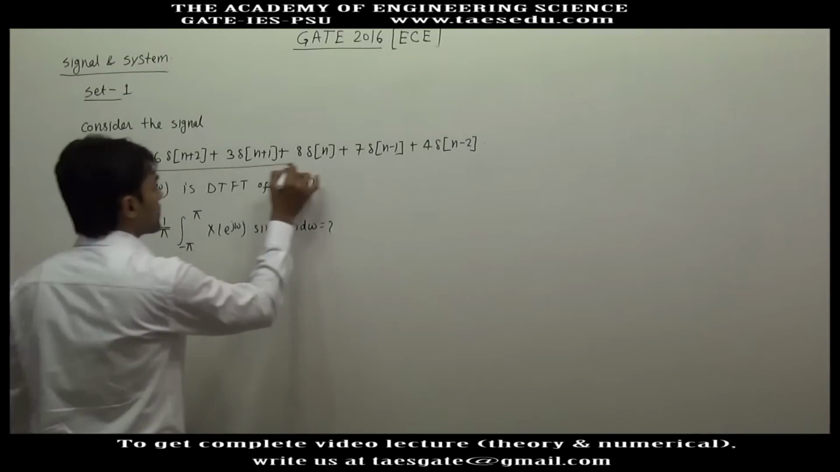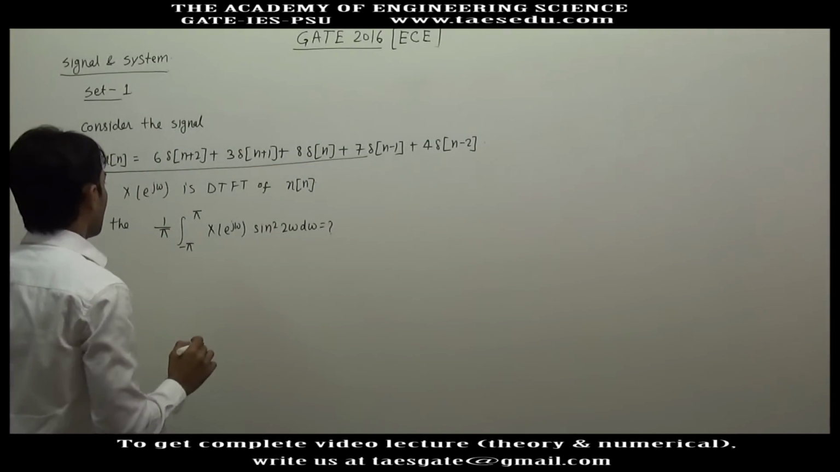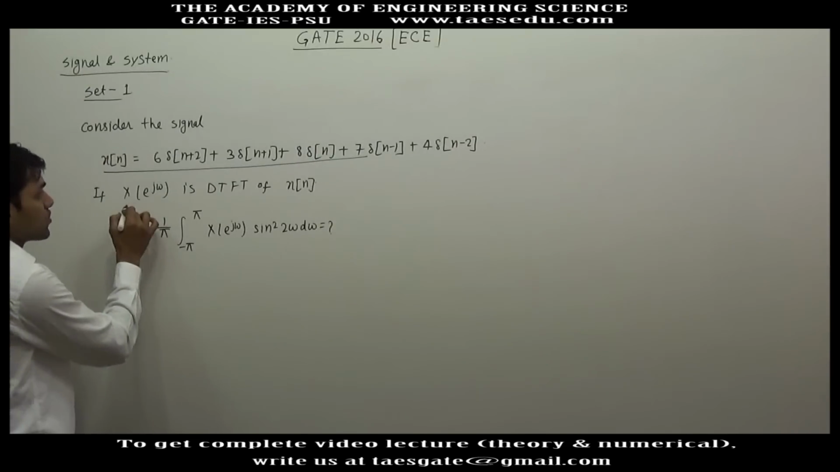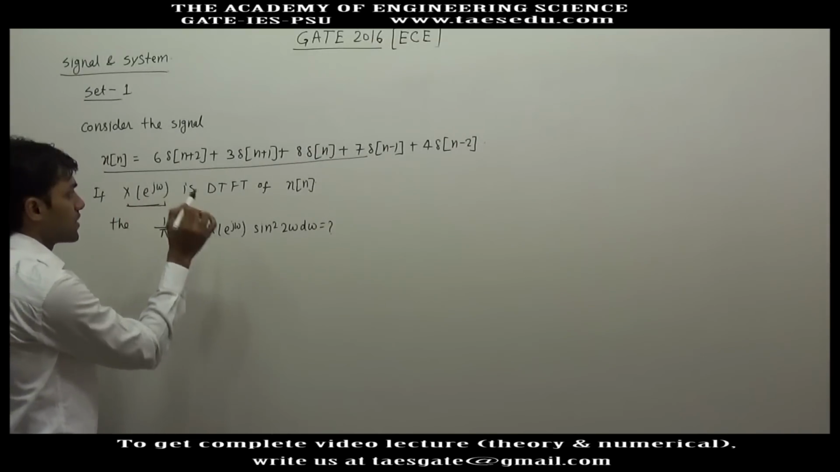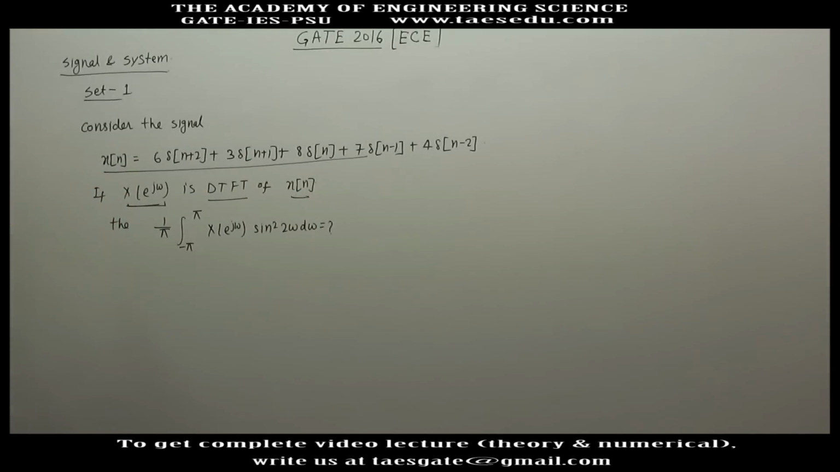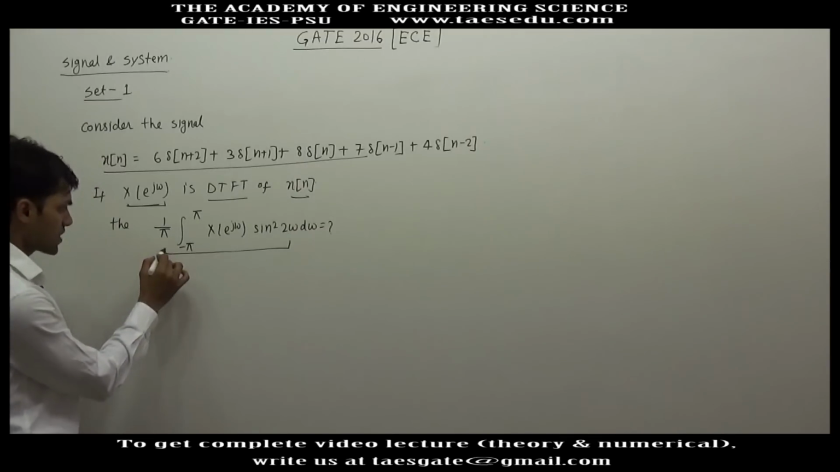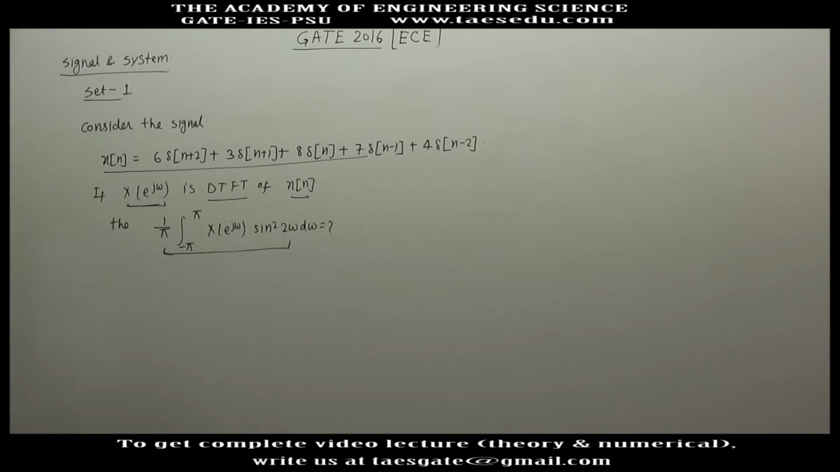Xn is given, and X(e to power j omega) is the DTFT of xn, the discrete time Fourier transform of xn. Then we have to find this integral. This type of question has been asked many times in GATE.